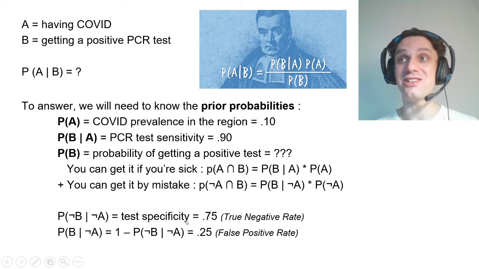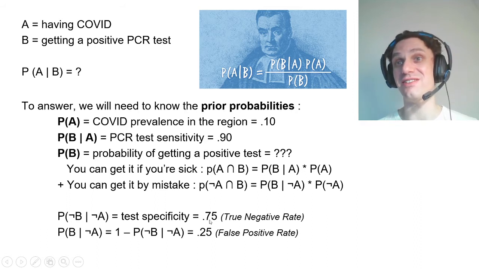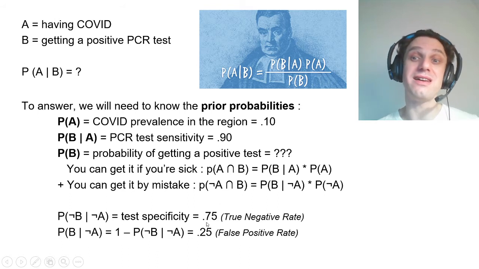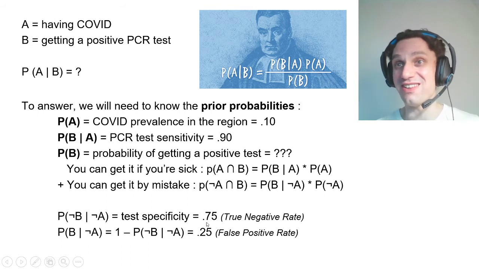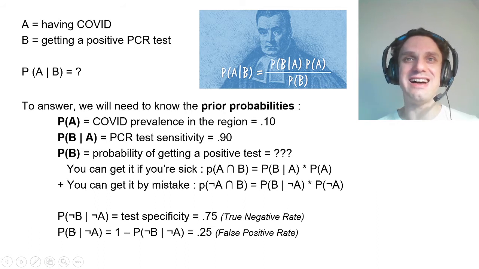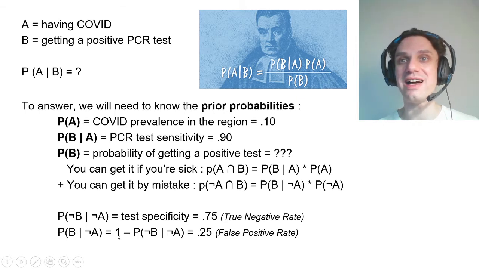And in order to calculate this probability, it's basically 1 minus 0.75, 1 minus test specificity. So imagine that for our imaginary COVID test specificity is 0.75. Then this P of B if not A will be 1 minus P of not B if not A. And this will be 0.25, the thing that we are looking for.